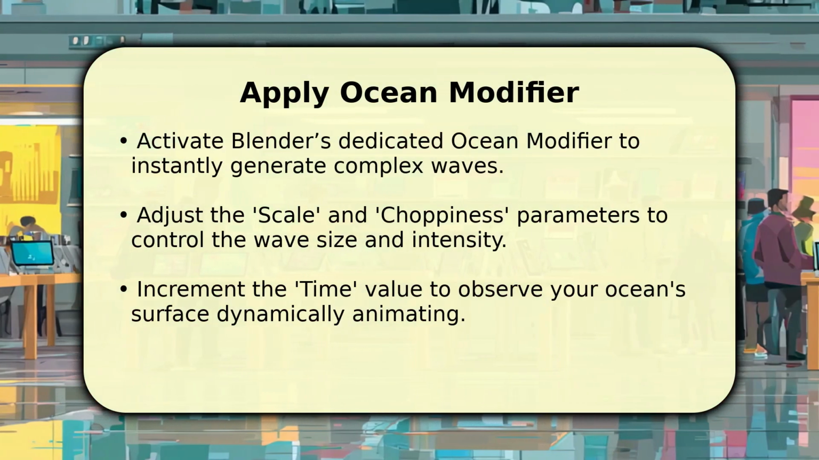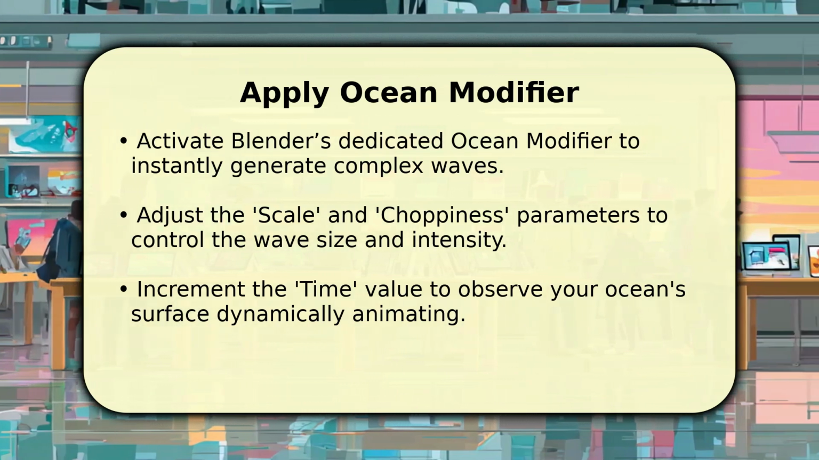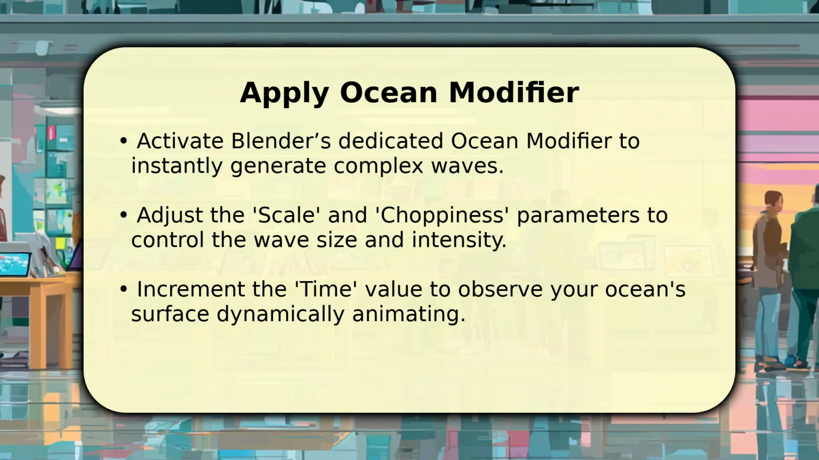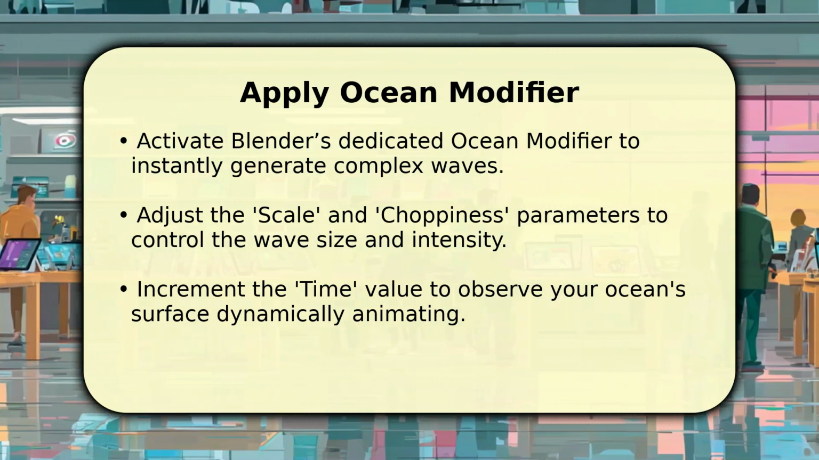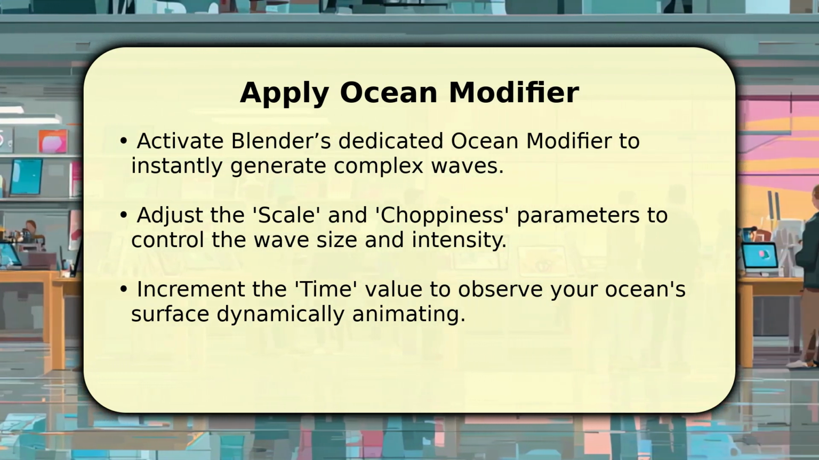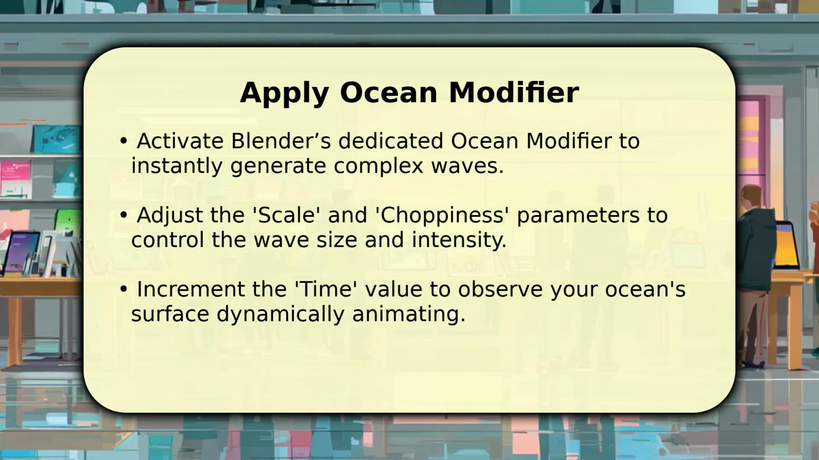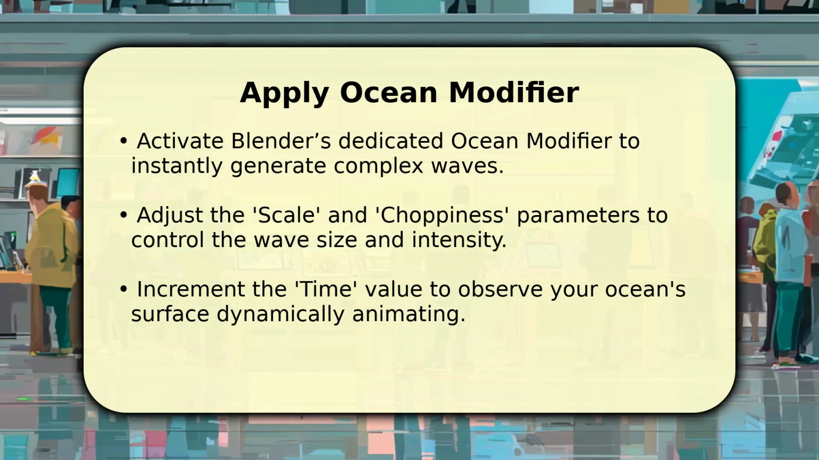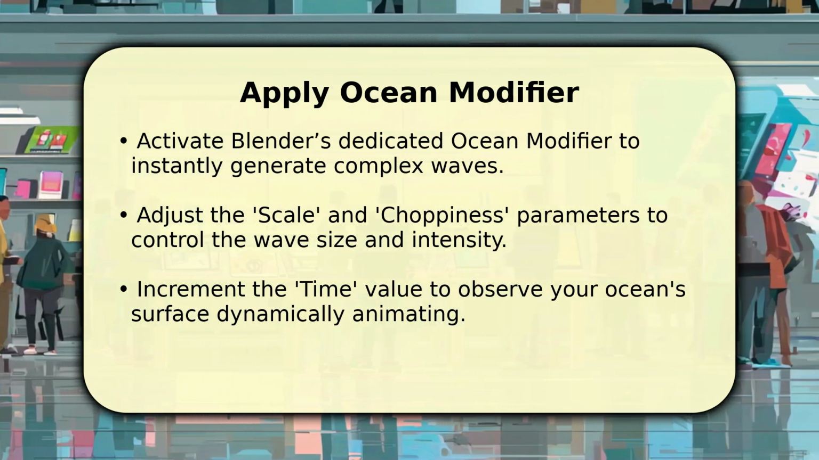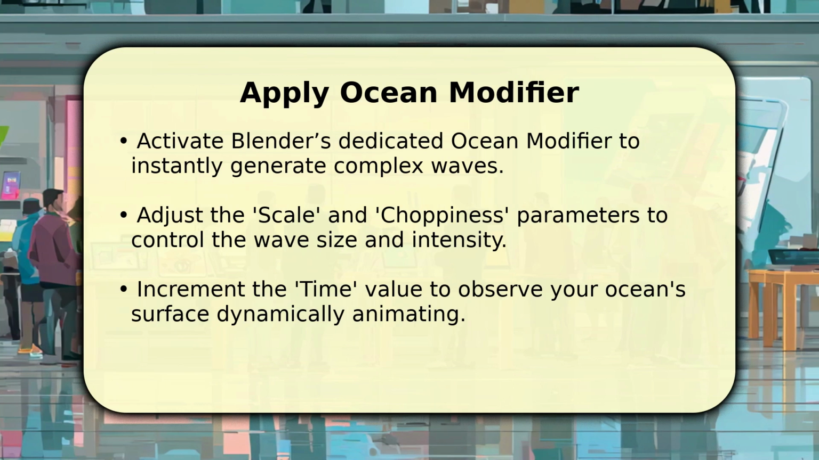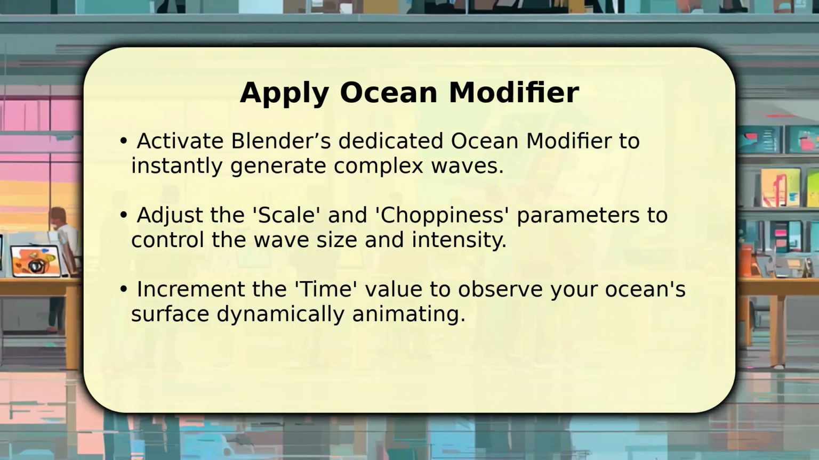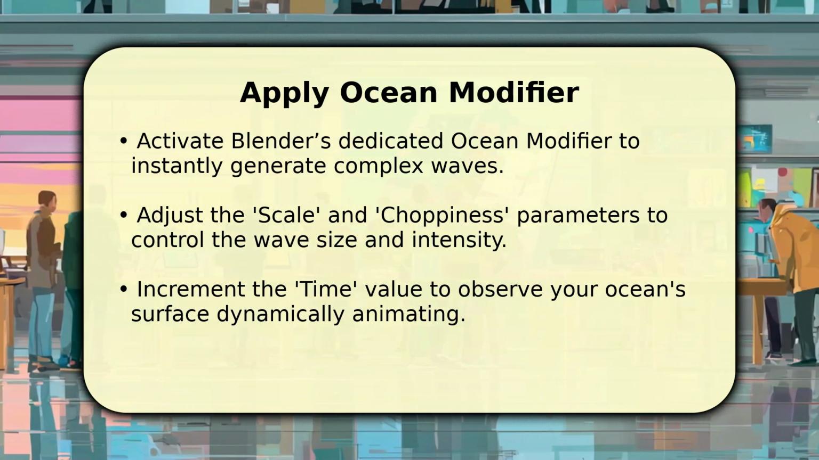With your subdivided plane ready, it is time for the magic. Go to the Modifiers tab, click Add Modifier, and choose Ocean. Immediately, you will see a detailed water surface appear. Experiment with the scale slider to define the overall size of your waves, making them small ripples or large swells. The choppiness setting dictates how sharp and foamy the wave crests appear. Remember to set the resolution higher for finer detail, ensuring your ocean looks crisp and convincing.